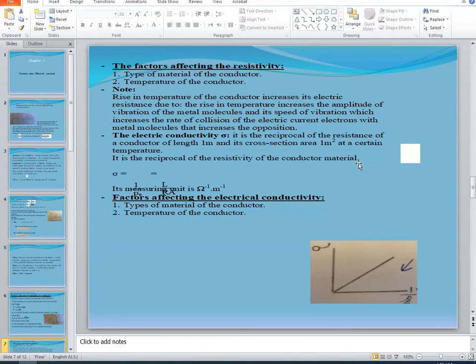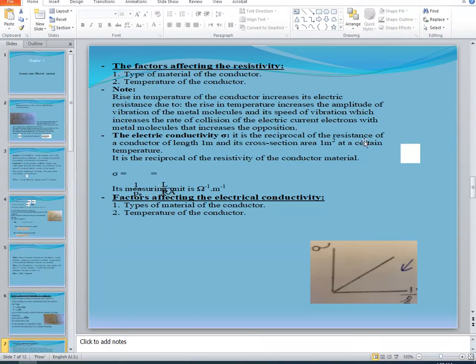But we need another definition for conductivity. It isn't sufficient to say it's only the reciprocal of resistivity, but it's suitable to say that it's the reciprocal of the ohmic resistance of the conductor if its length equals 1 meter and its cross-section area equals 1 meter squared. This definition is clear, it comes from your mathematical rule here.